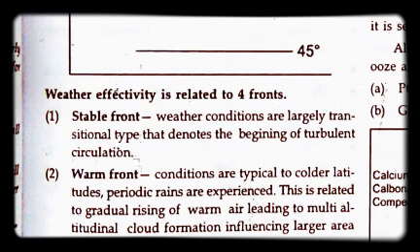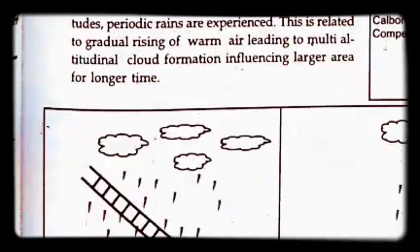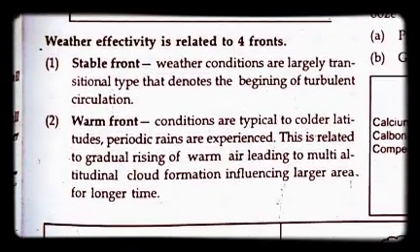For the stable front, weather conditions are largely transitional, and this denotes the beginning of turbulent circulation. Because the weather changes slowly, and only after that does turbulence start. So wind circulation starts here, slowly but not speedily.